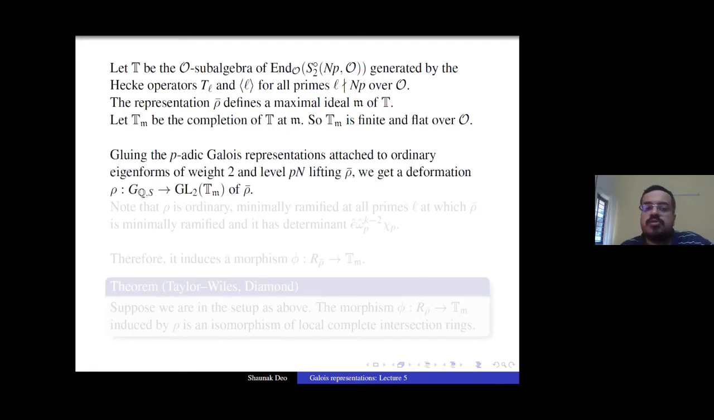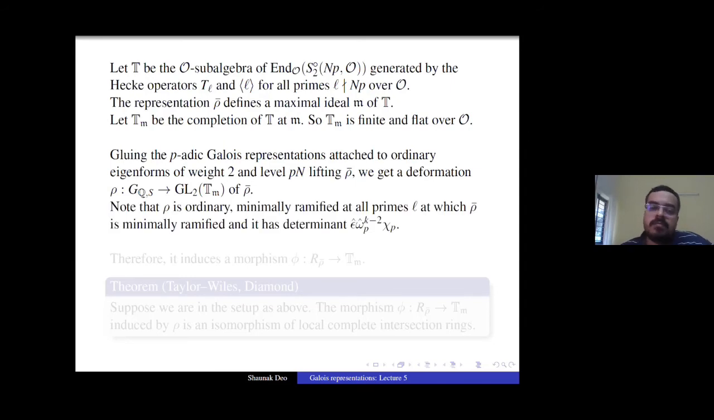And we can glue the p-adic representations attached to ordinary eigenforms of weight 2 and level Np which lift rho-bar. And we get a deformation rho from G_{Q,S} to GL_2 of T_M, which is lifting rho-bar. It can be proven that this is ordinary, minimally ramified at all primes at which rho-bar is minimally ramified, and it has determinant epsilon-hat omega_p-hat to the power k minus 2 times chi_p. So it is of the form that we need. So it induces a morphism phi from R_rho-bar to T_M.